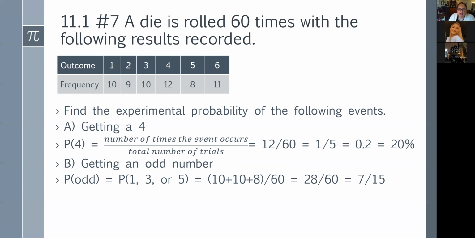Okay, it looks like we only have 10 more minutes left. So we'll see what we can do in 10 minutes.